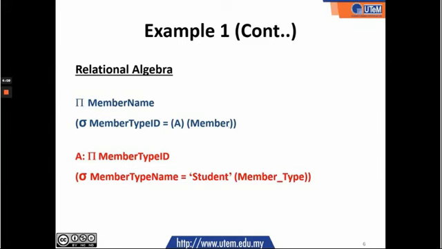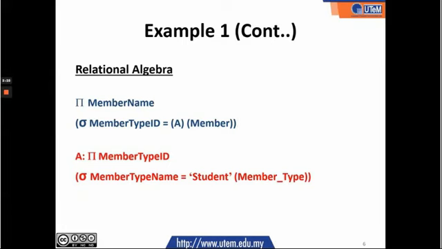Step number 3, include the query condition. So this one corresponds to where member type ID equal in our SQL statement. This is a selection symbol to represent our condition. Then we need to include the letter A with open and close parentheses to represent our inner query. You may include any letter other than A. Next, we need to include the open and close parentheses to complete the outer query statement.